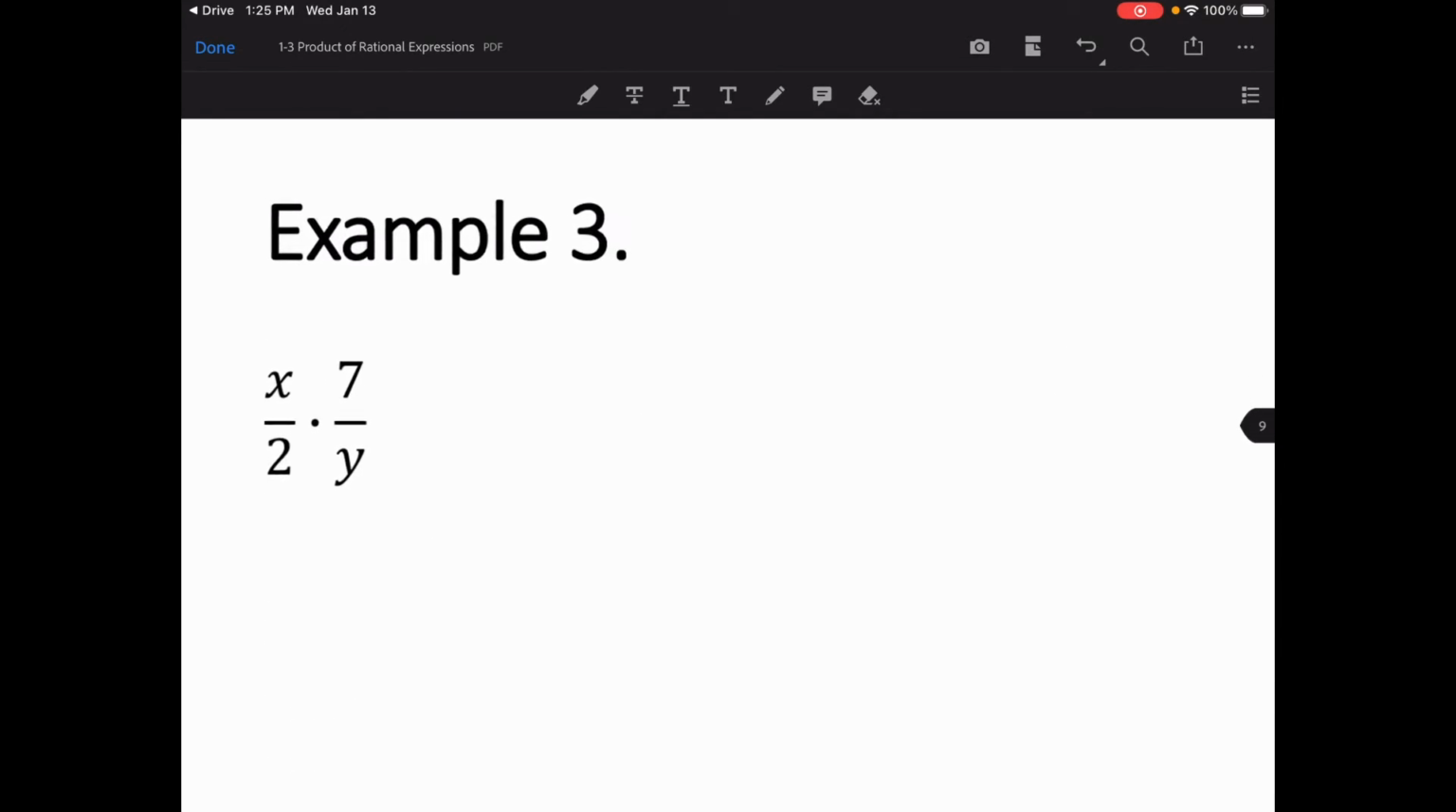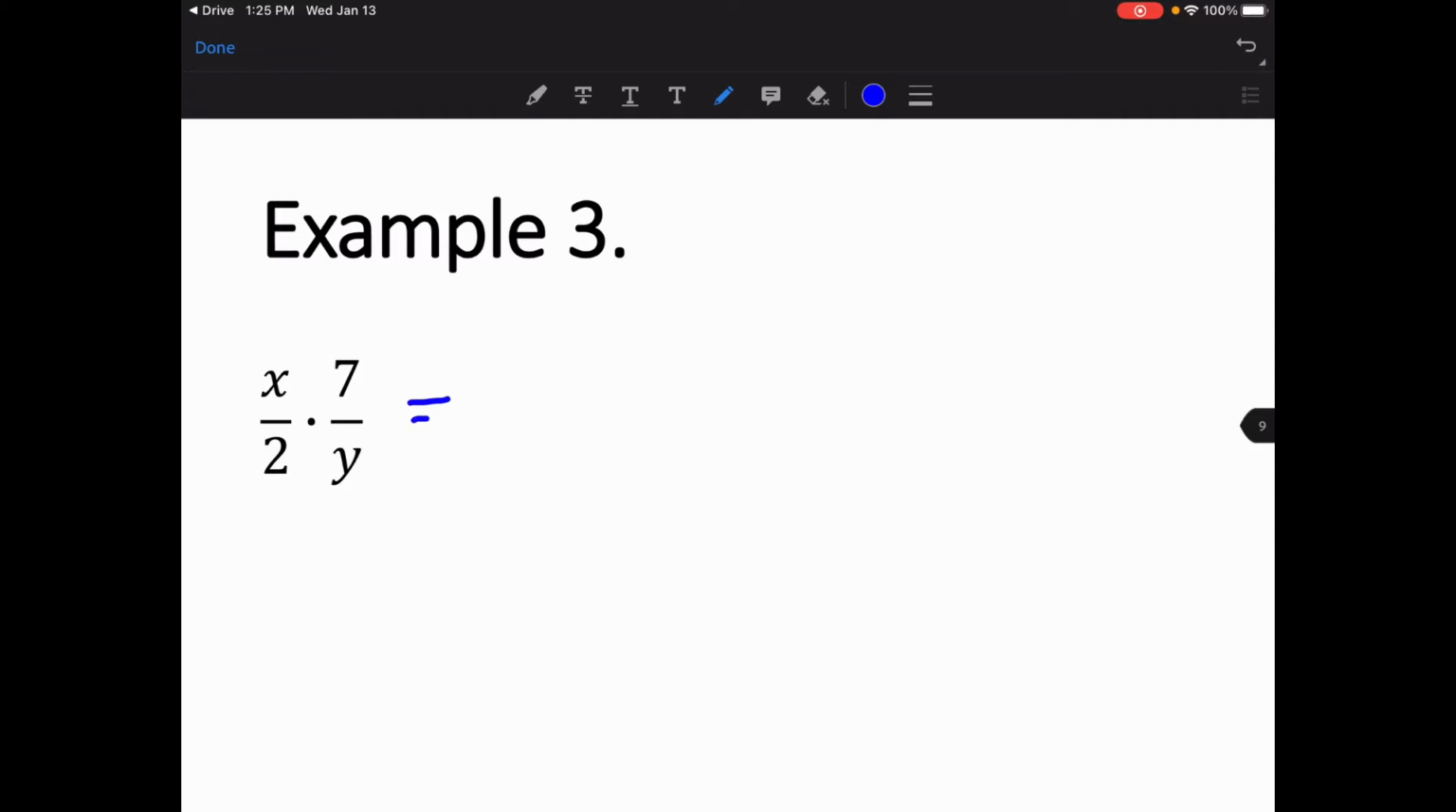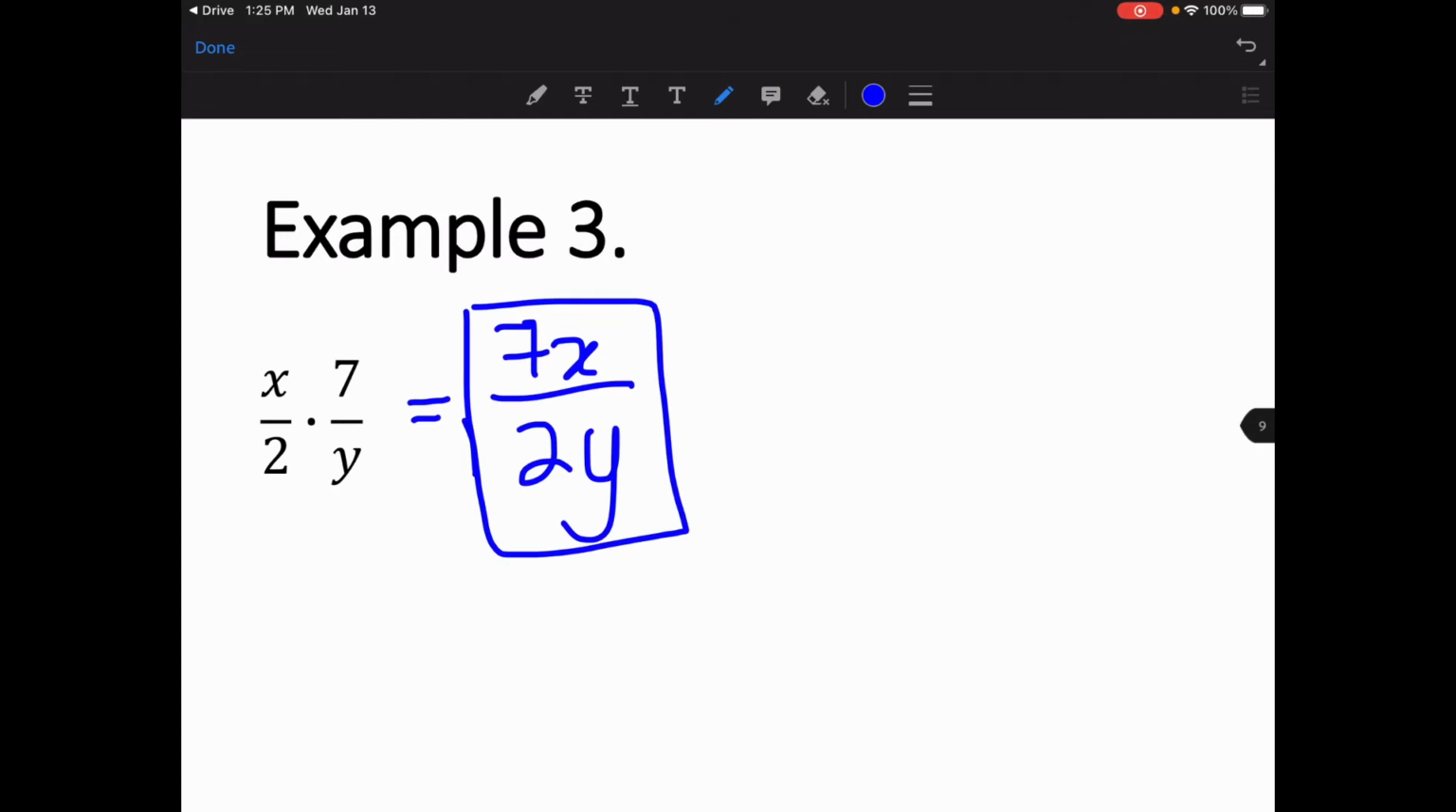Alright, let's look at the next example. What if I have variables and not just numbers? We're going to do the same thing. You still follow the same rules. You multiply your numerators together and denominators together. 7 times x is 7x, and 2 times y is 2y. Notice here that I write 7x and not x7, because anytime you write this, the integer should always be written before the variable. So we write 7x instead of x7. So 7x over 2y, I cannot reduce this any further. Therefore, this is my answer.